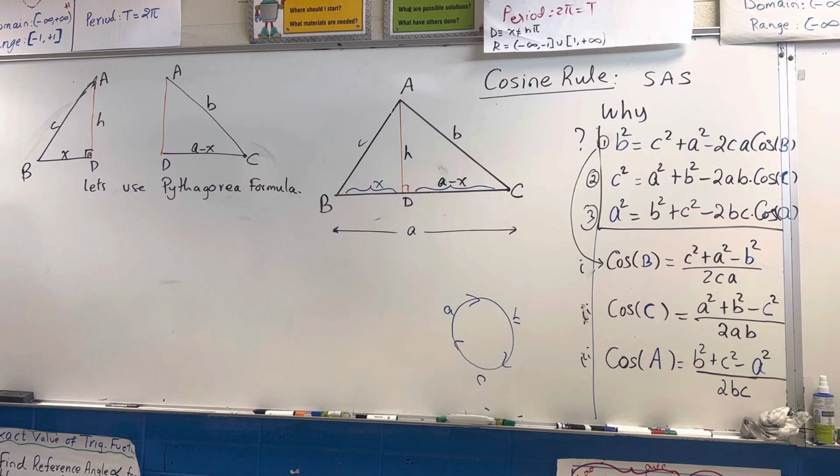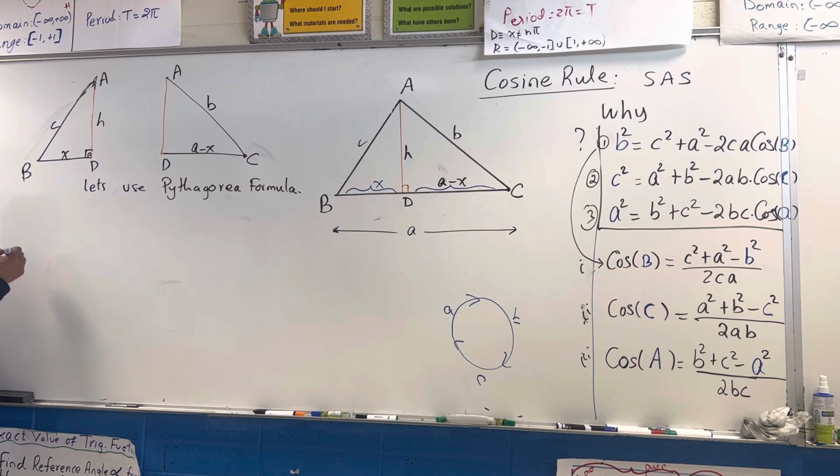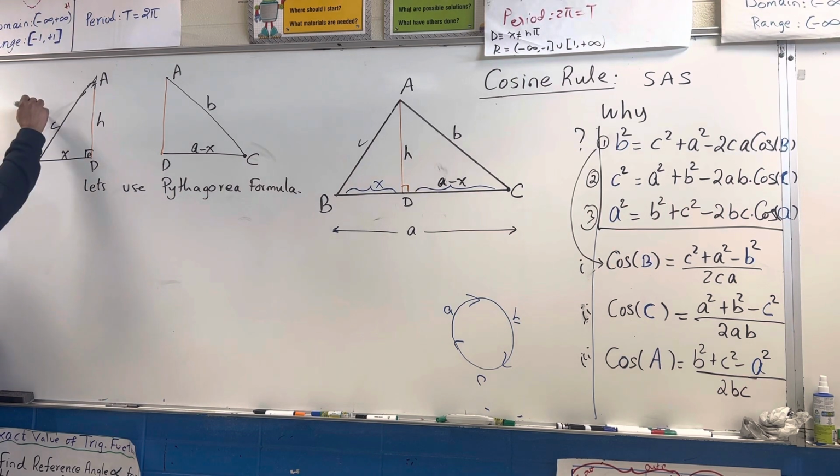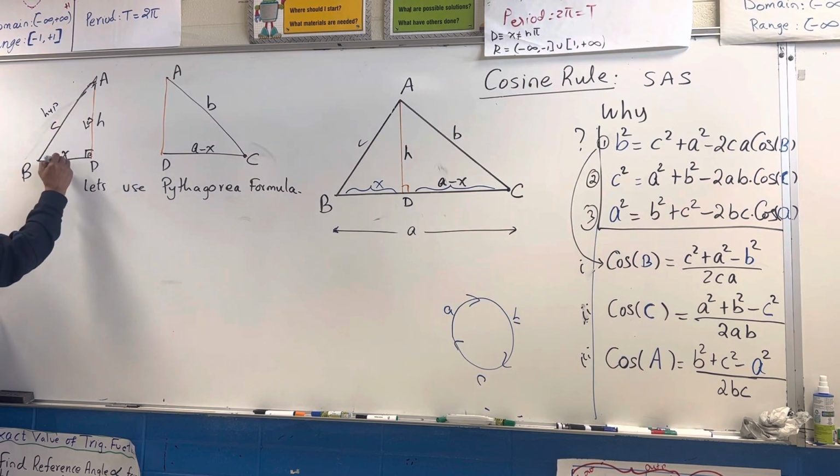X and H. So what do you do with them? What do you do with those? Did you really forget the Pythagorean formula? This is the hypotenuse, right? Those are the legs. This is one of the legs. This is the other leg, right?